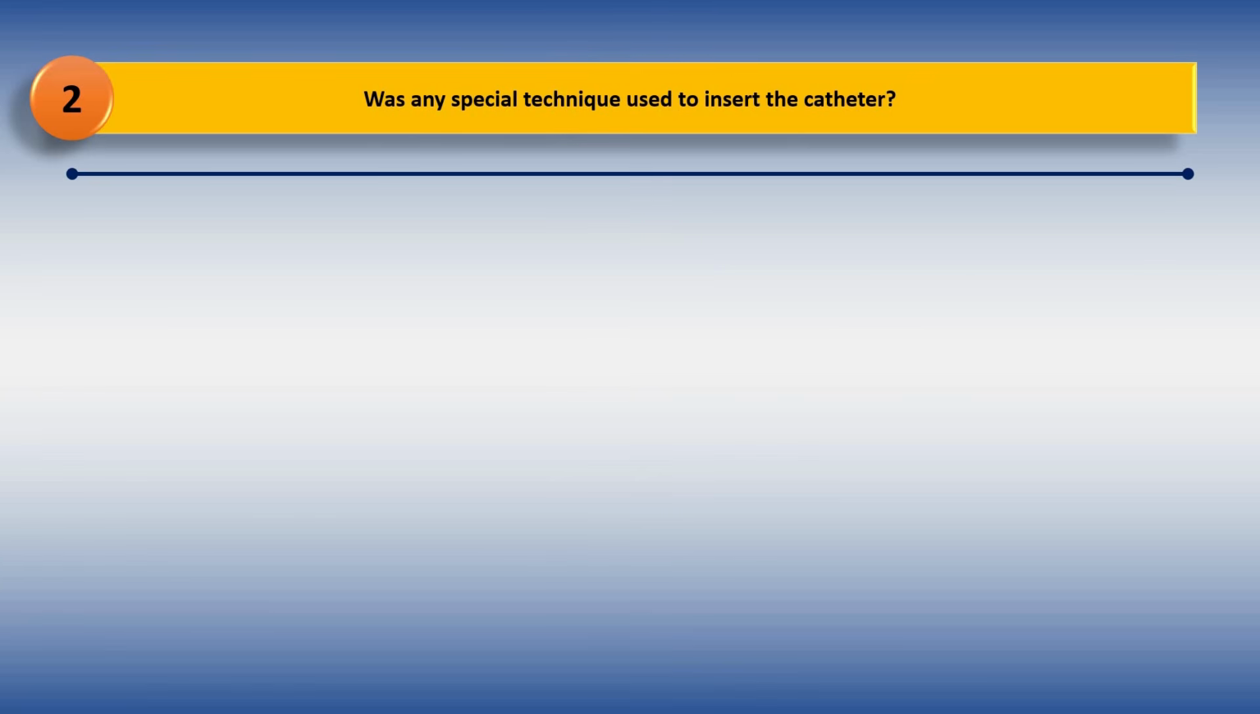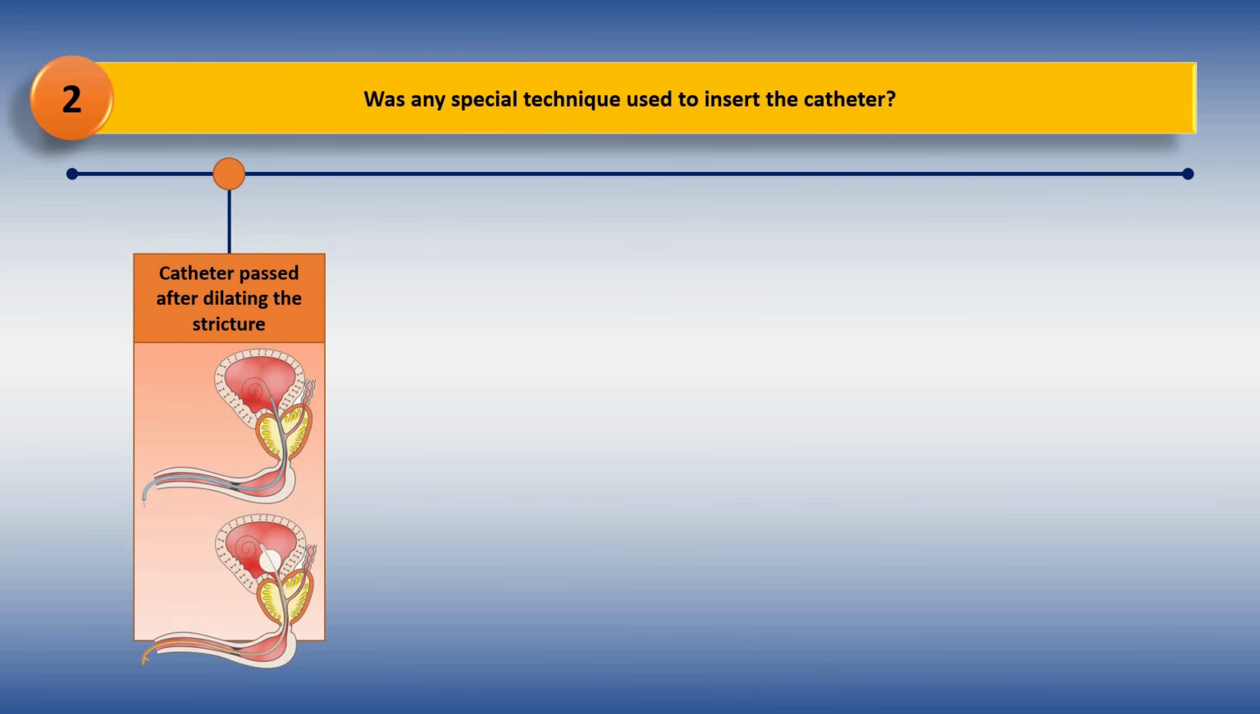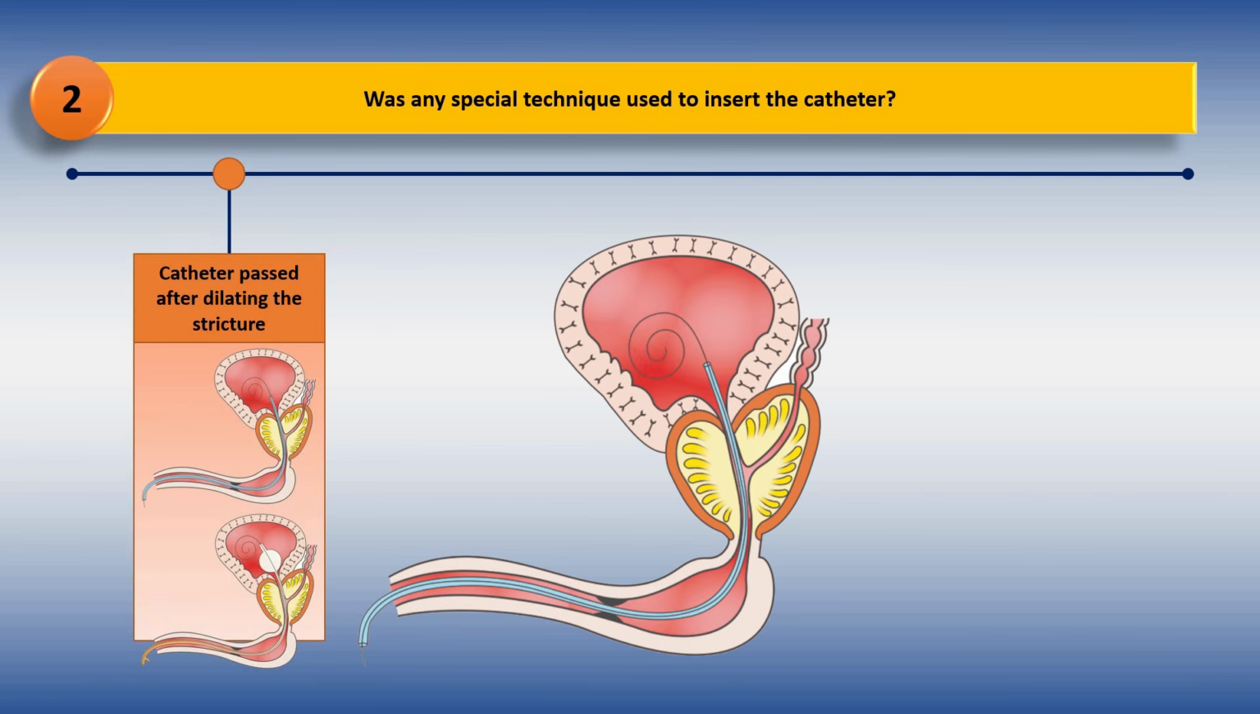The second information about the catheter that you must find out is, was any special technique used to insert the catheter? The reason I'm asking you to know is that suppose in that patient the catheter was passed after dilating the stricture and a guide wire was placed in, and over the guide wire the catheter was placed in.